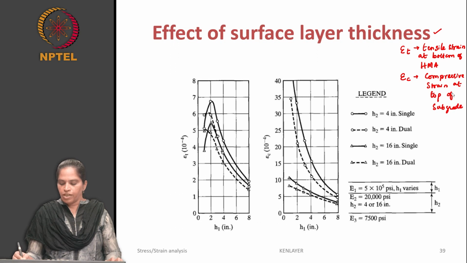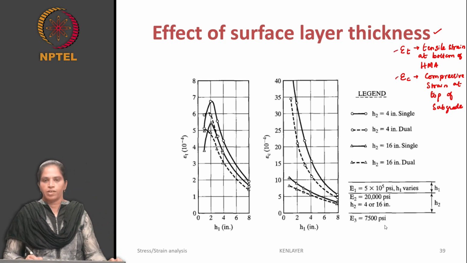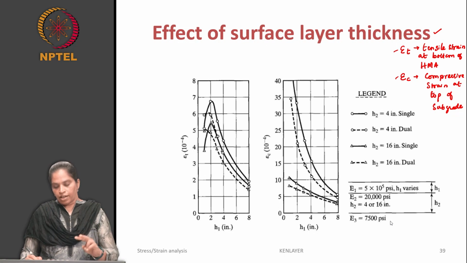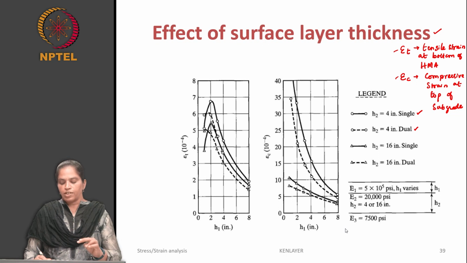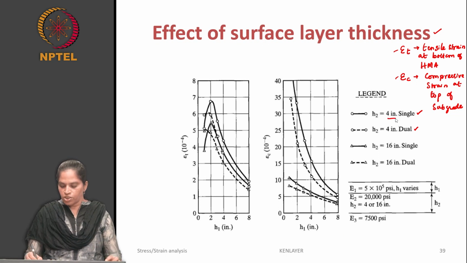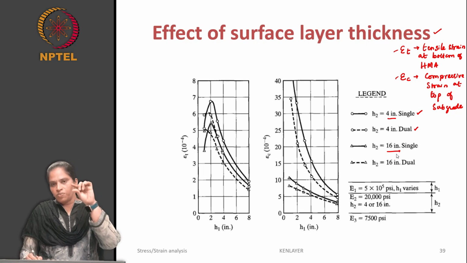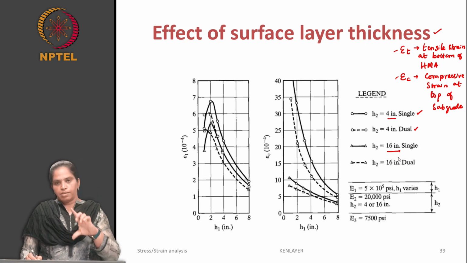So we are going to see how these two strains vary for different axle loads, that is with a single wheel or with a dual wheel. And we will also see for two different thickness of base course. One is with a 4-inch thickness and other is with a 16-inch thickness. That is where you have a thin base and thick base.